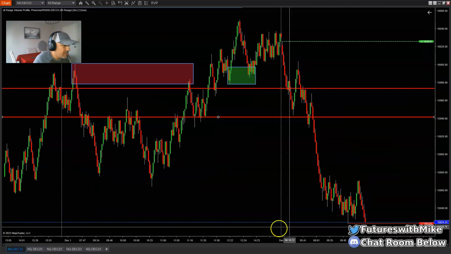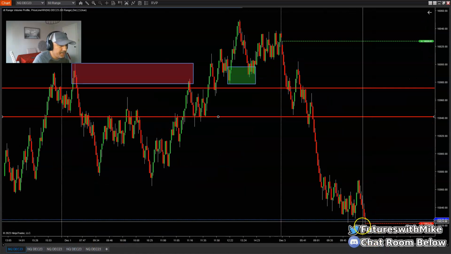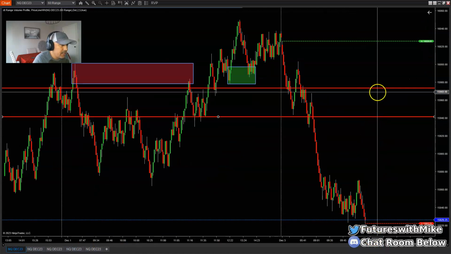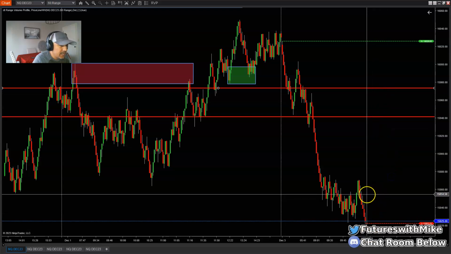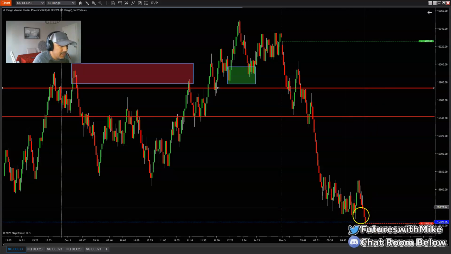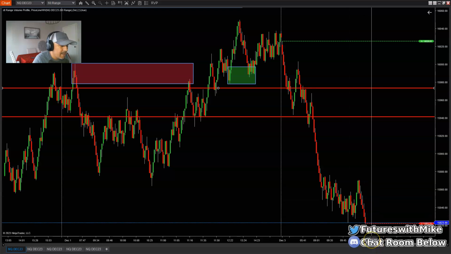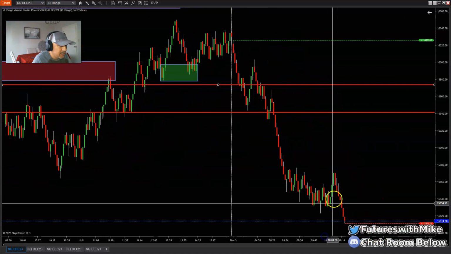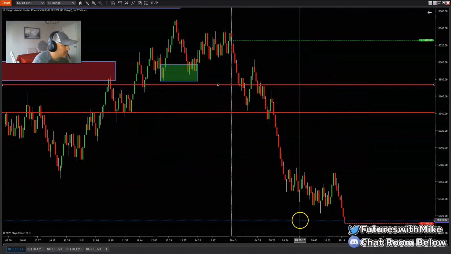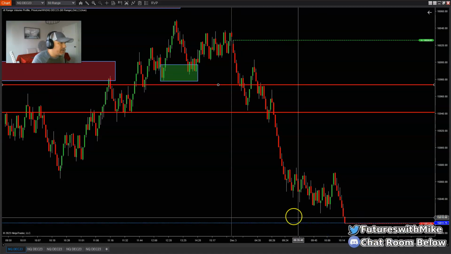Looking at the higher time frame, looks like we could break lower here. And that will leave us with not an untested area of demand, but supply, not demand, supply, guys, sorry. Yeah, it's definitely breaking lower here. So still, I have a bearish mindset.